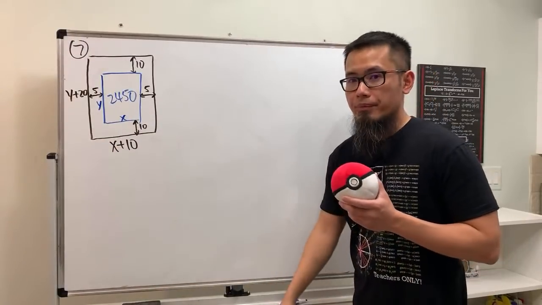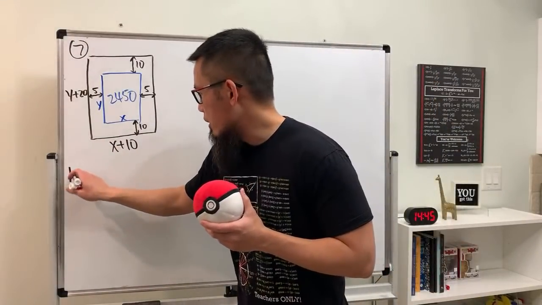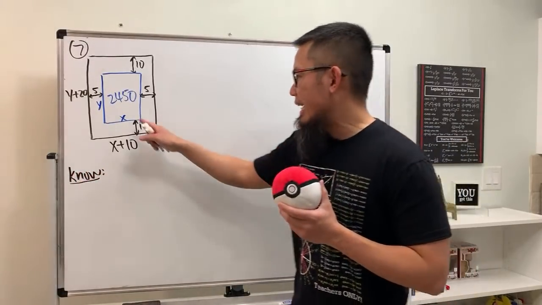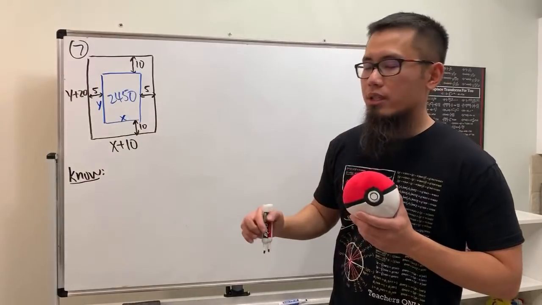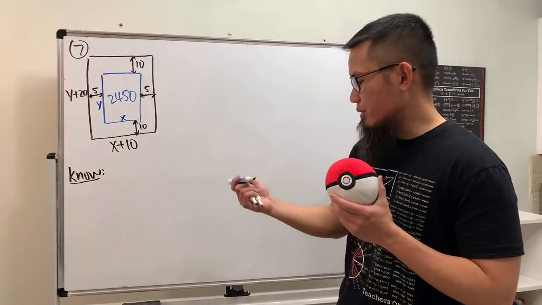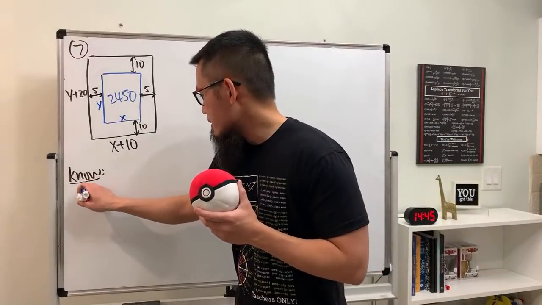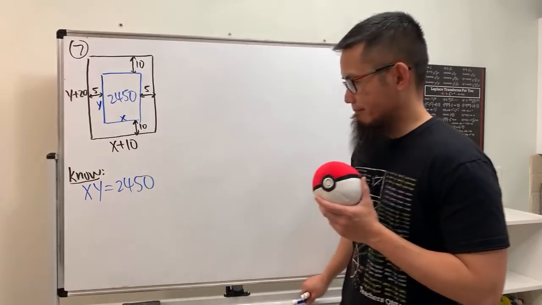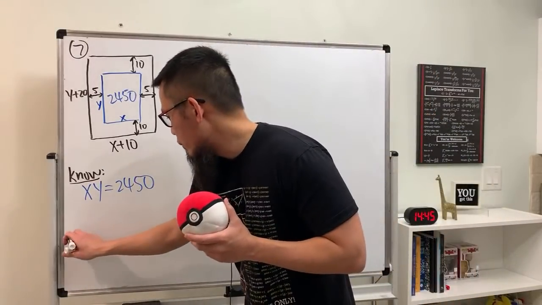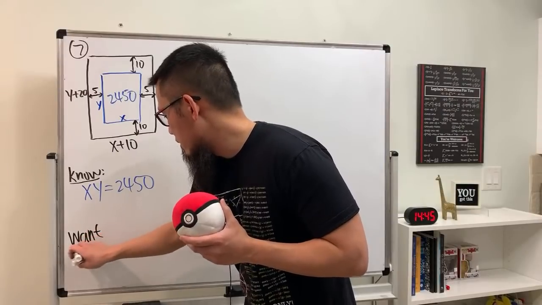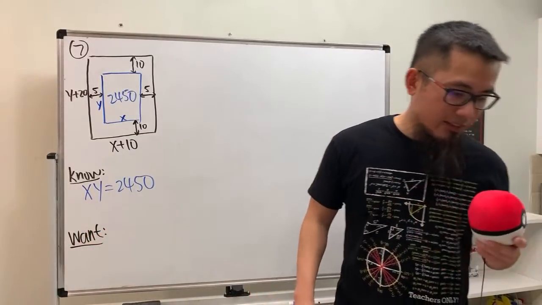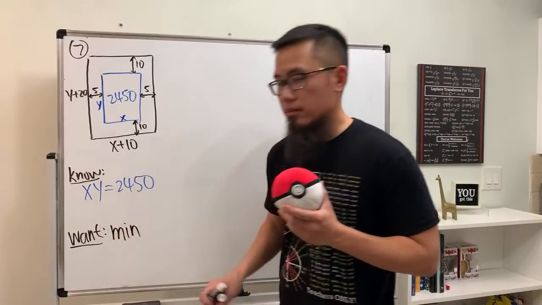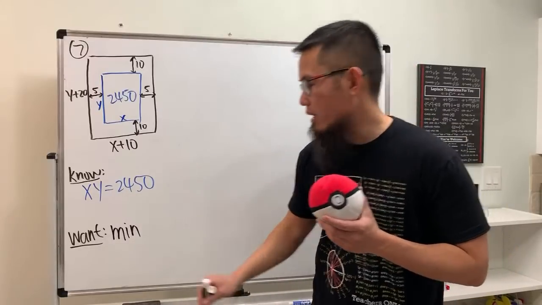So that's the picture. What do we know? In this case, the constraint equation is x times y equals 2450. Put that down in blue because it's water. So x times y is equal to 2450. Now, what do we want to know? We want the smallest piece, so we want the minimum. In this case, we're talking about area, so let's put down A.